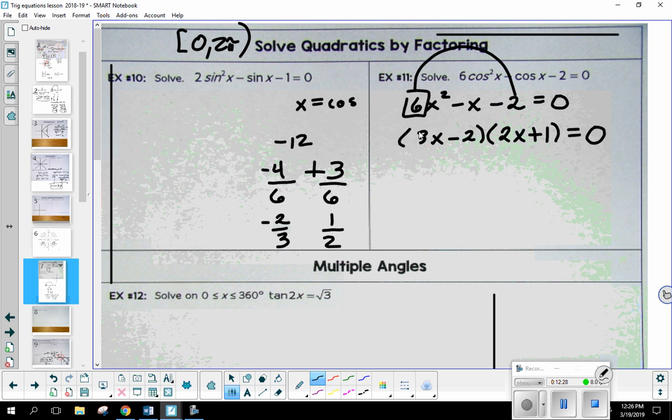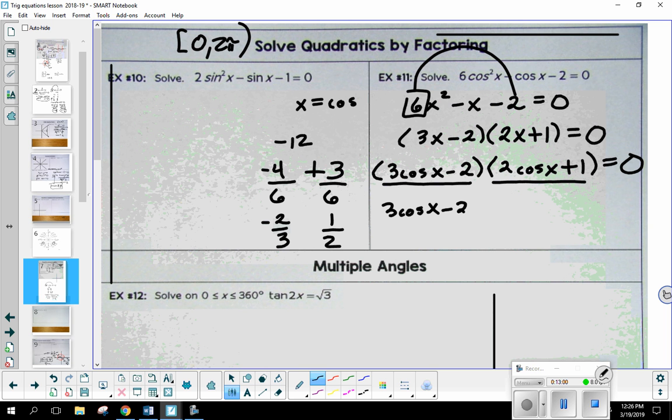Now that I've got it factored, I'm just going to replace x with the trig function. So this actually should be 3 cosine of x minus 2, and 2x plus 1 would be 2 cosine x plus 1 is equal to 0. Okay. And we've seen this since yesterday. What do I do to solve it? Zero product property. So each of these groups, I'm going to set equal to 0. So 3 cosine of x minus 2 equals 0, and 2 cosine of x plus 1 equals 0.